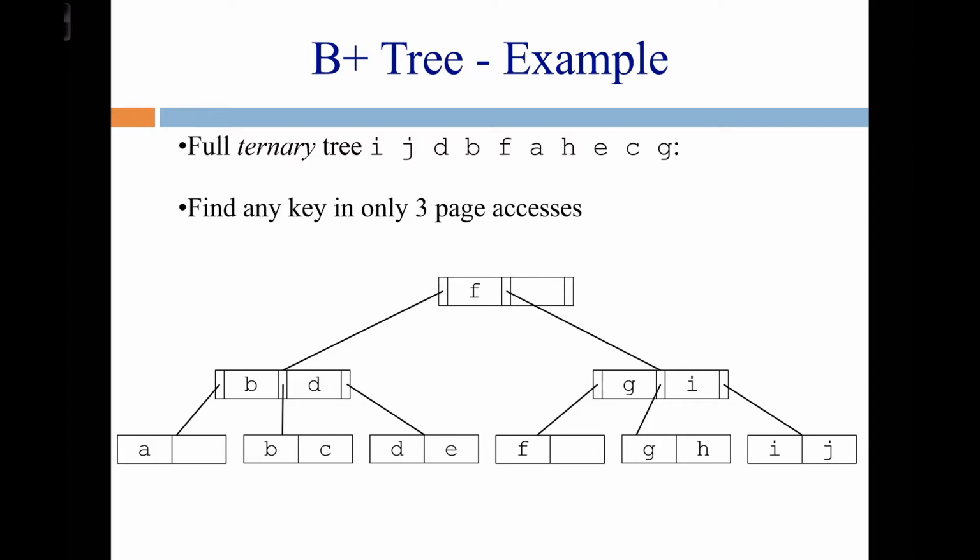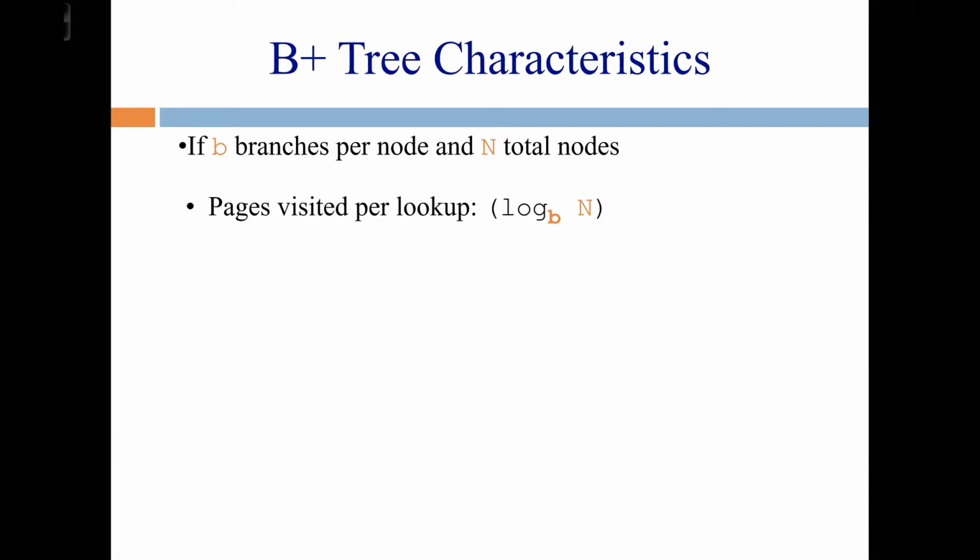In more general terms, though, how can we analyze the performance characteristics of a B plus tree? So let's say that the branching factor is B. So we don't know what it is, but it's going to be something large, maybe 10, maybe even 100 or something. So there are B branches per node, and there are N total nodes. Then the number of pages visited per lookup is going to be log base B of N.